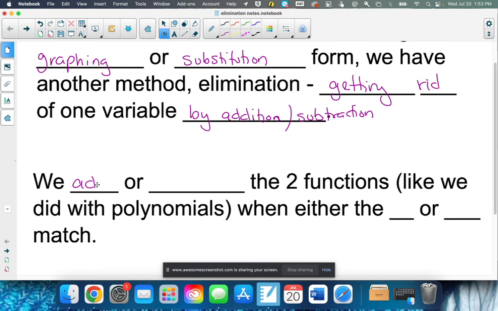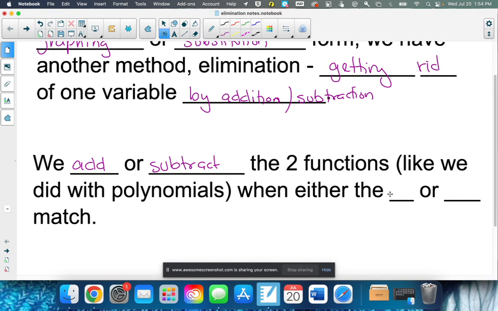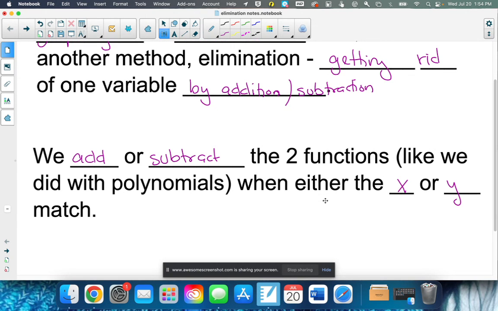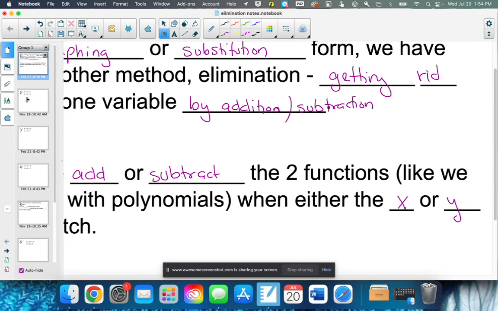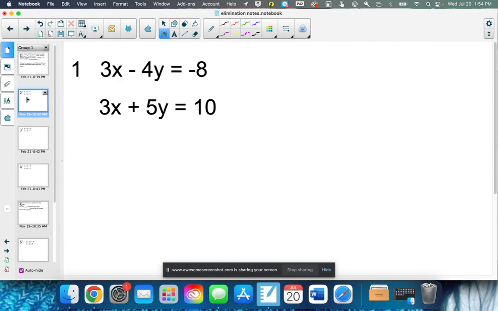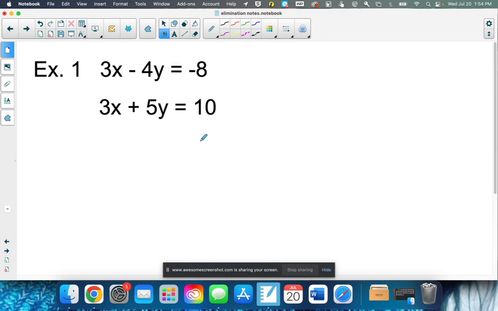So we are going to add or subtract the two functions, again, like we did with polynomials. And the goal is that you either have to have your x's or your y's match so that when you add or subtract them, they cancel. They go away and make a zero pair. All right, so let's take a look at what this looks like and what it means, because otherwise it's very similar to substitution. You're going to solve and then you're going to substitute back in.